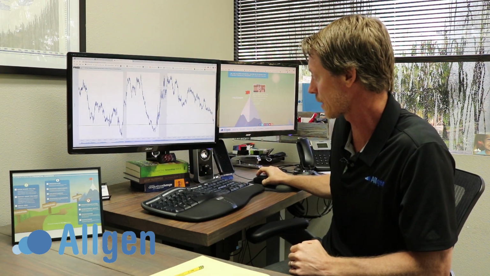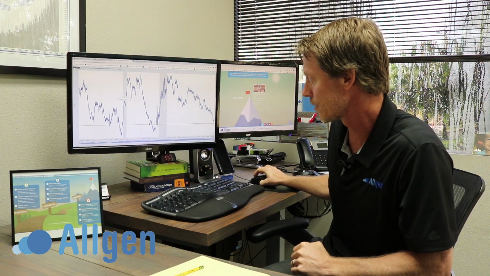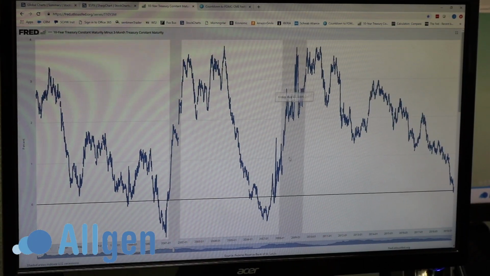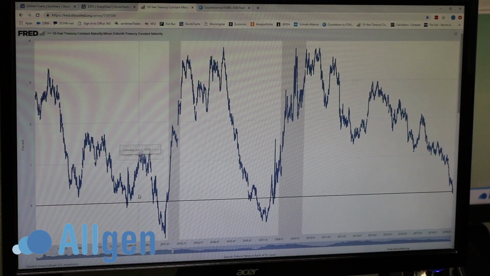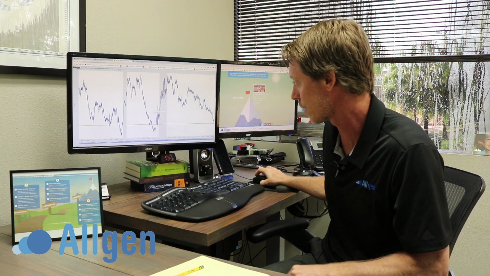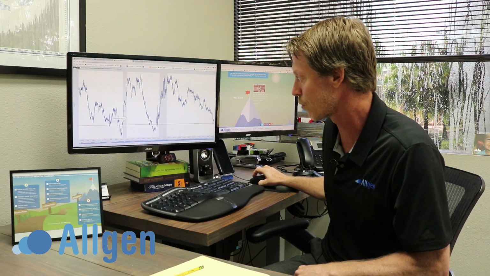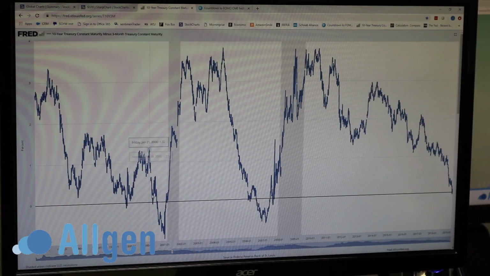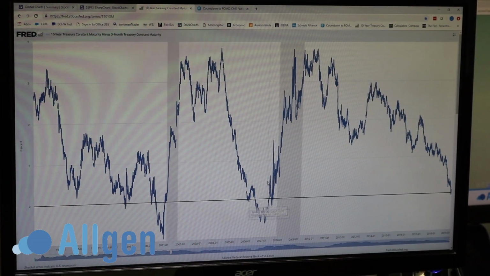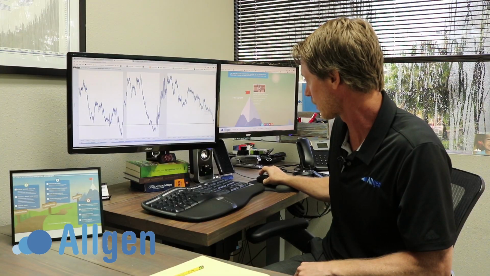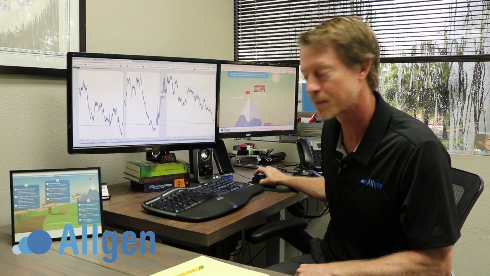So I'm just looking at the last 2 recessions, which are these gray areas right here, from 2001, 2002, and then obviously the financial crisis in 2008 through 2009. You can see how the yield curve went negative prior to each one of these recessions. And just recently, in fact March 22nd, we went negative again after 10 years.